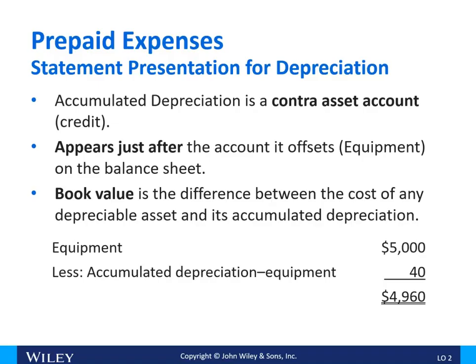And the way you present that is you show the cost equipment less accumulated depreciation equipment, $40. So the book value in this example is $4,960. Again, we've got another chapter where we'll get into depreciation and how you calculate it and more details about that.